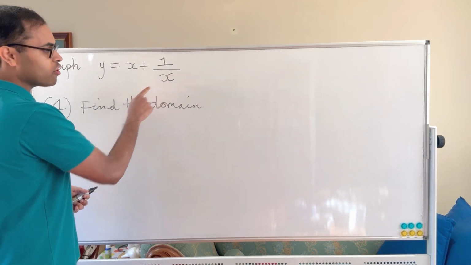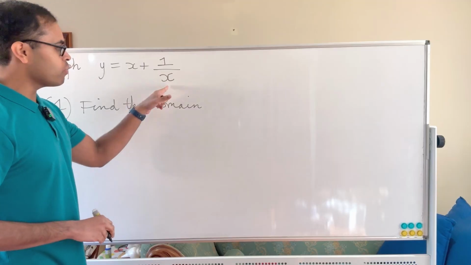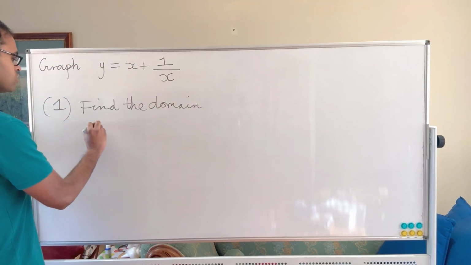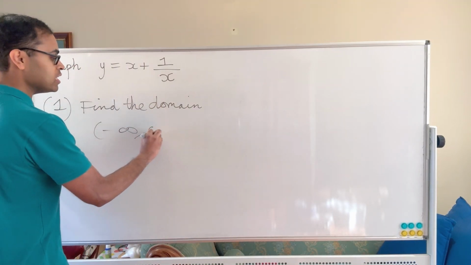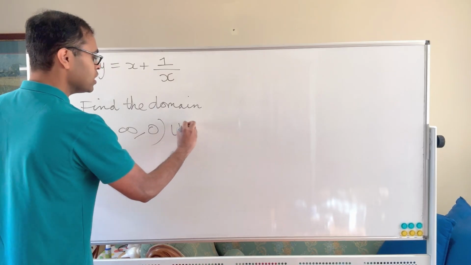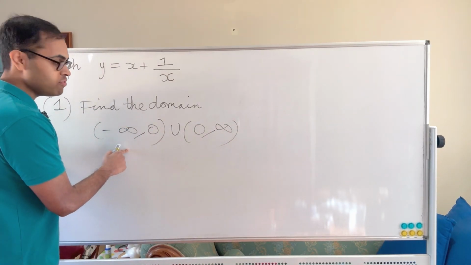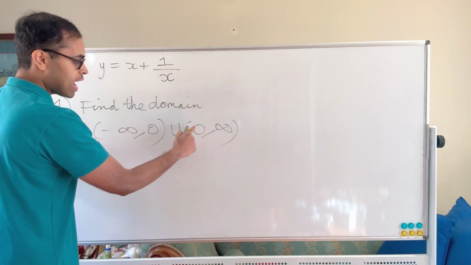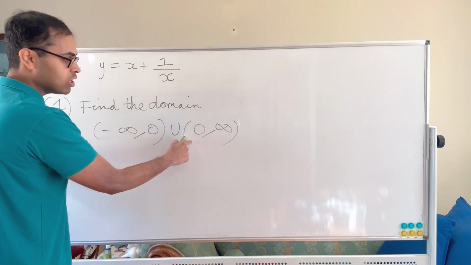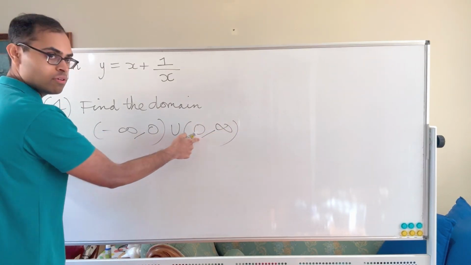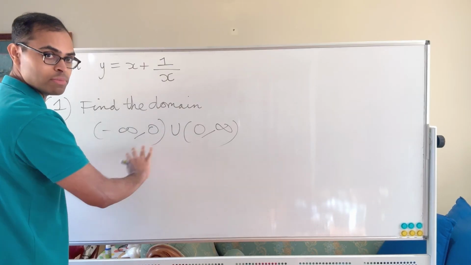So here we just want to avoid dividing by 0 because we have a 1 over x. So the domain is just going to be this union of open intervals, minus infinity to 0, union 0 to infinity. So just as a review, this is all numbers that are negative and this is all numbers that are positive. And the parenthesis indicates we're not including the endpoint. So we're not including 0 in this expression. We're taking the combination of these two.